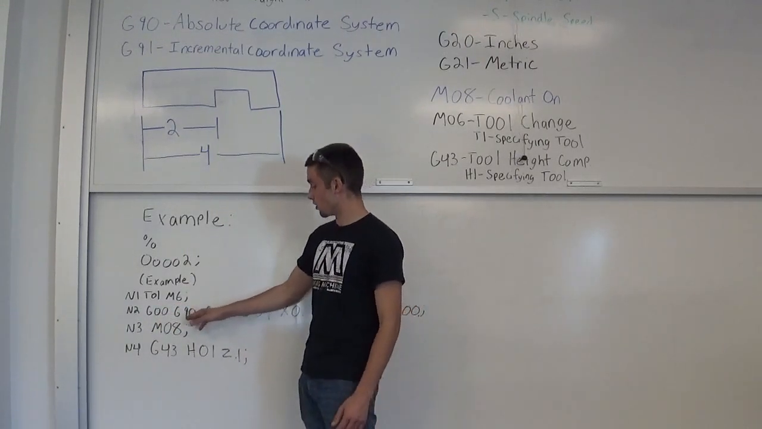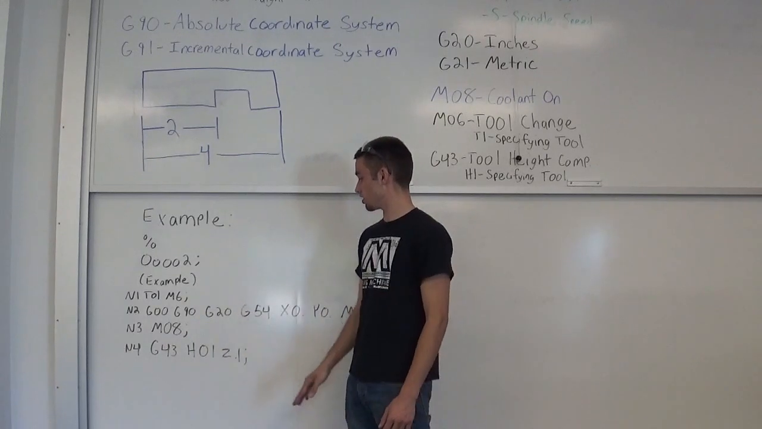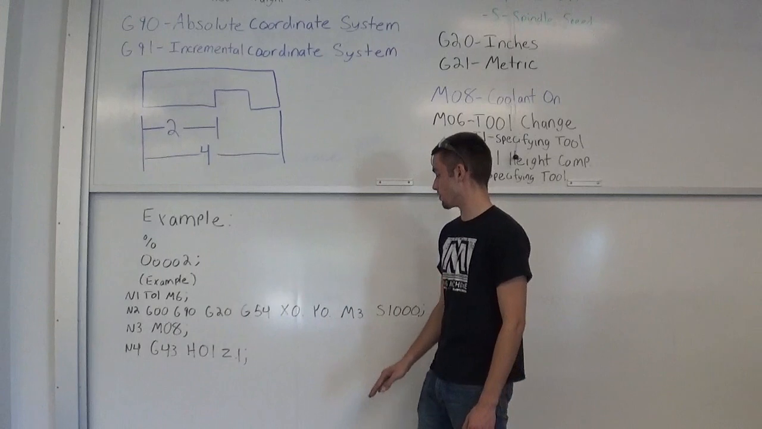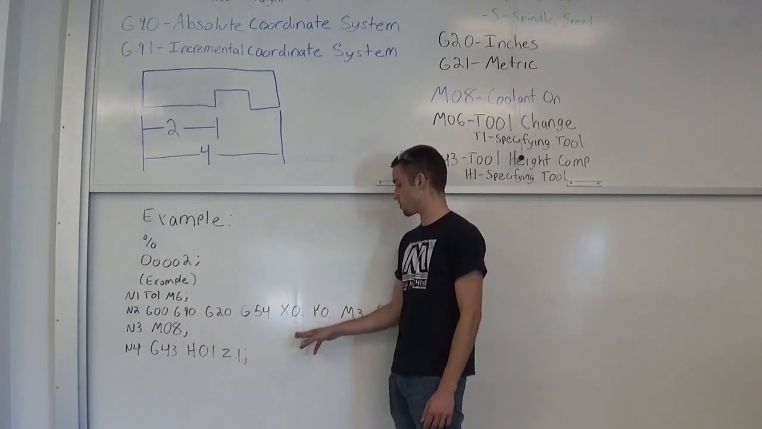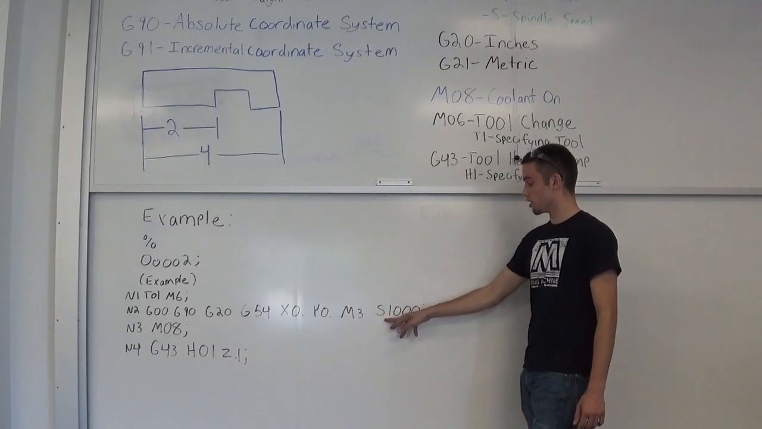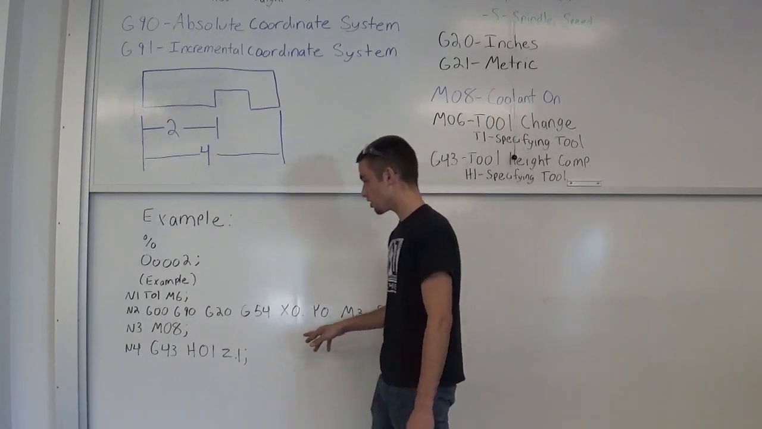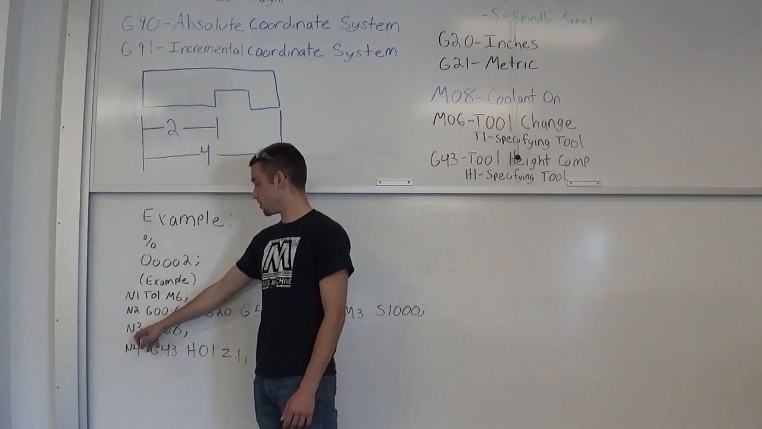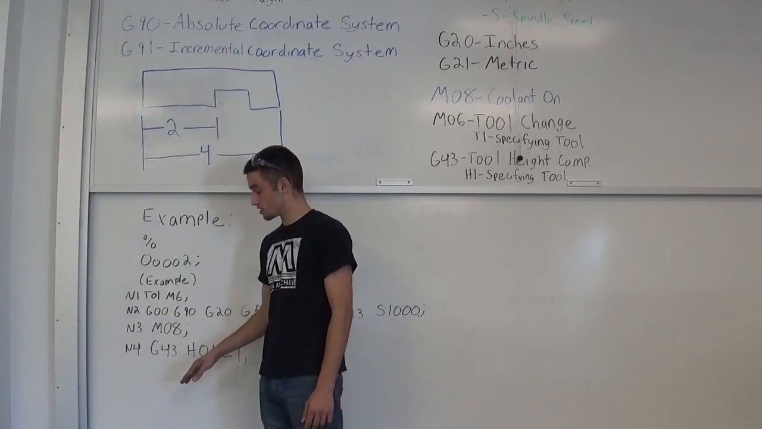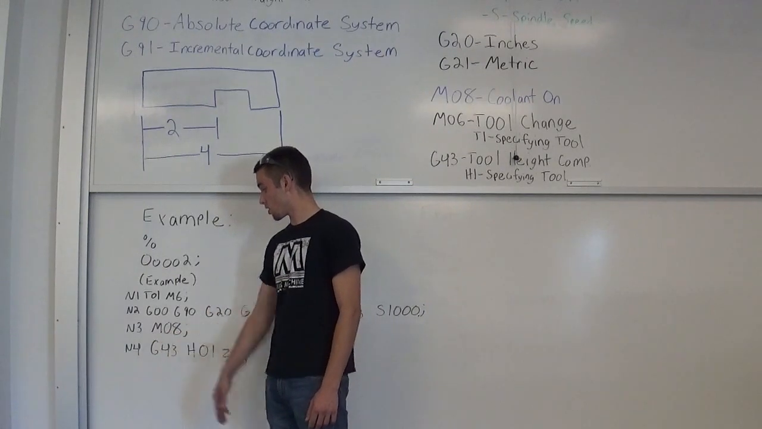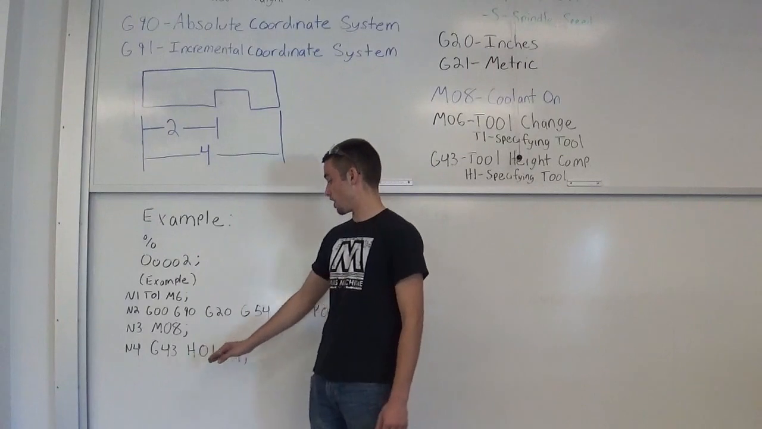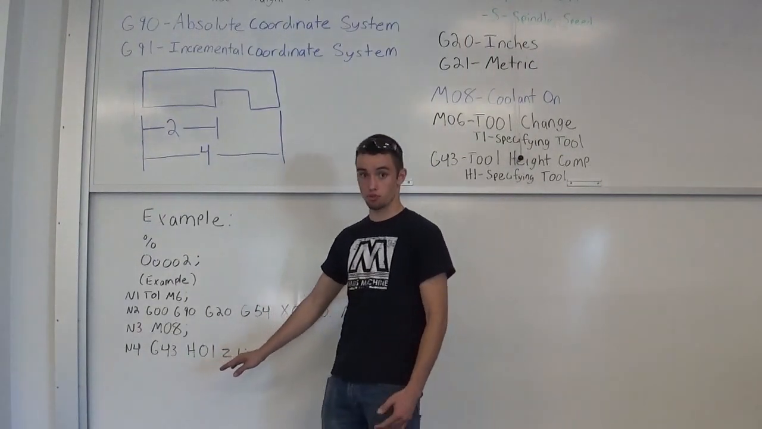G90, which is my absolute coordinate system. G20, inches. G54 is my work coordinate system. And within that work coordinate system, I'm going to an X value of 0 and a Y value of 0. I'm also turning on my spindle with a spindle speed of 1000. Go down to line N3, you have M08, which is turning on my coolant. Then you go to line N4, which is G43, my tool height compensation, with the H value of 1 calling up tool 1.